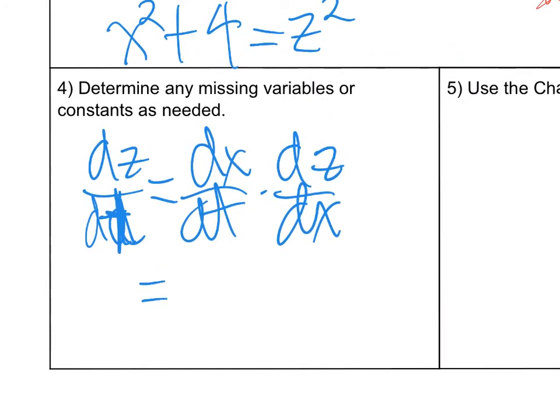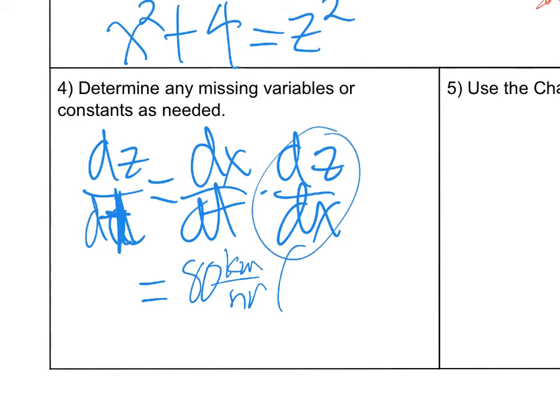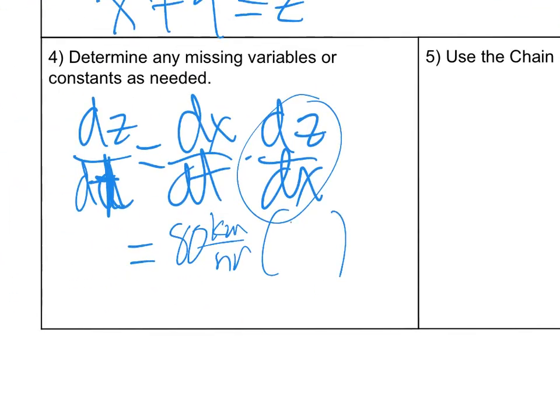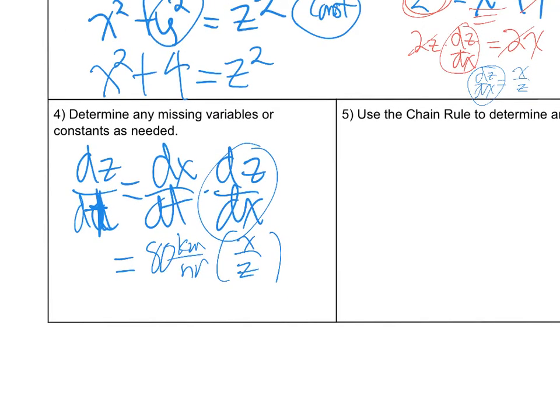So I'm going to substitute in dx by dt, and that was 80 kilometers an hour. And then I need to multiply by dz by dx, and that worked out to, nice and simple, x over z. And given our scenario, do we know x and z? So this part 4 here is determine any missing variables or constants as needed. So do I know x? Yeah, I definitely know x. X was given as 4. But I don't know z. Z is a question mark. So how do I figure that out?